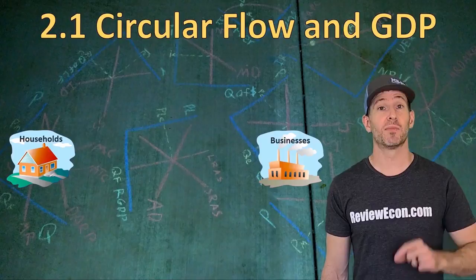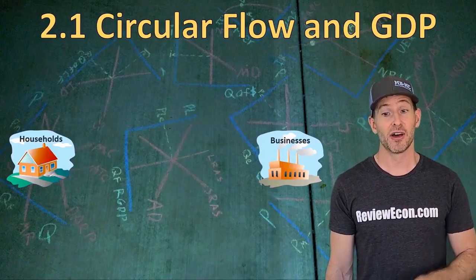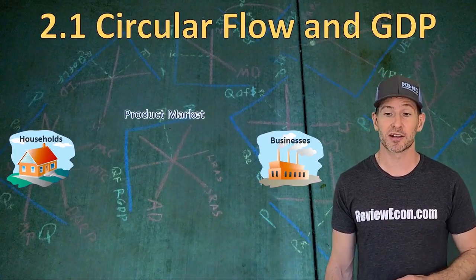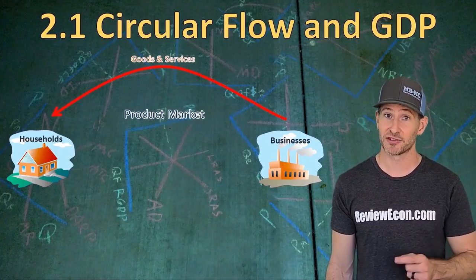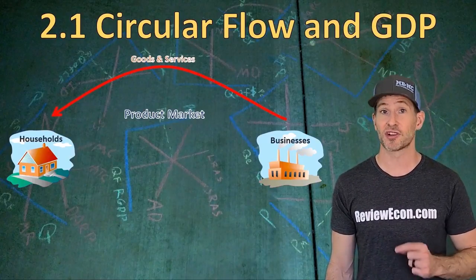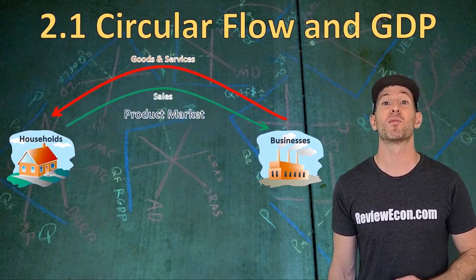We also have two markets within this circular flow model. The first one is the product market. In the product market, businesses are providing households with goods and services. Households are providing money to those businesses in the form of sales.